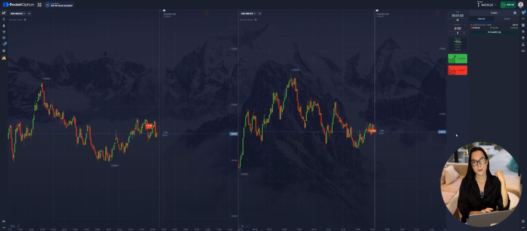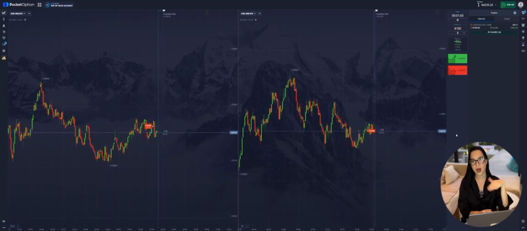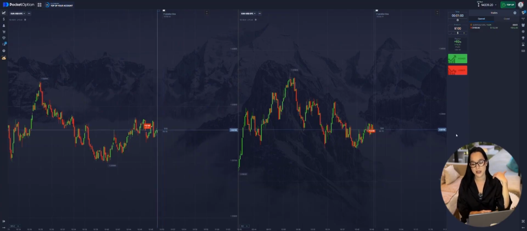But I actually can recommend you to use 5% of your deposit as well if you have enough money, because 1% is really small. For example, if you have like $10 on your account, you cannot trade with 1%, of course, because the minimum trade is only $1. So yeah, guys, we won this trade.